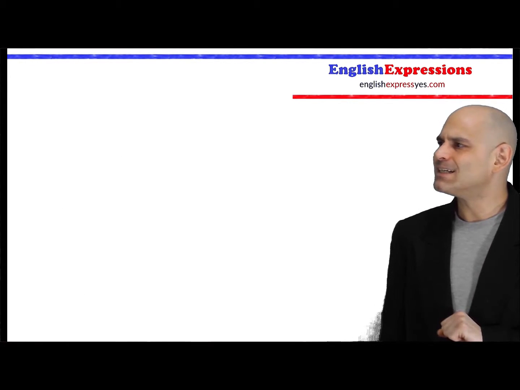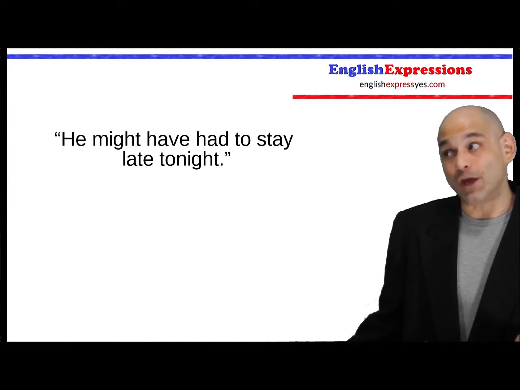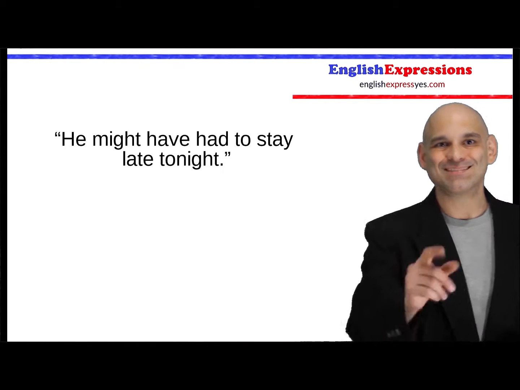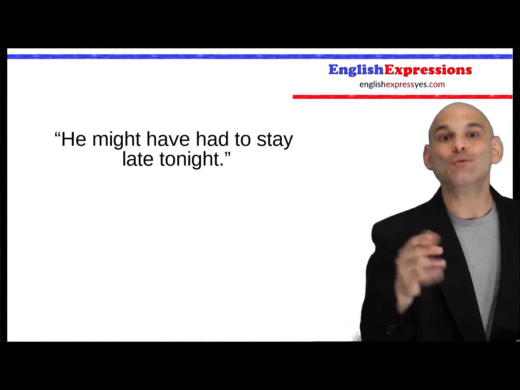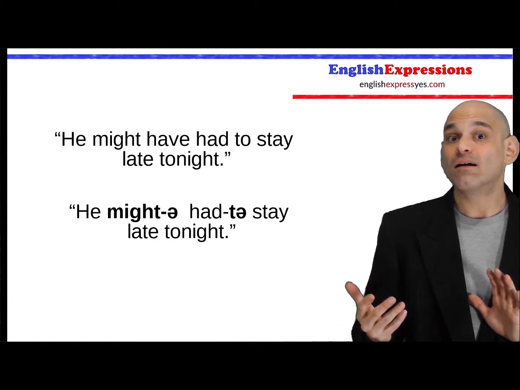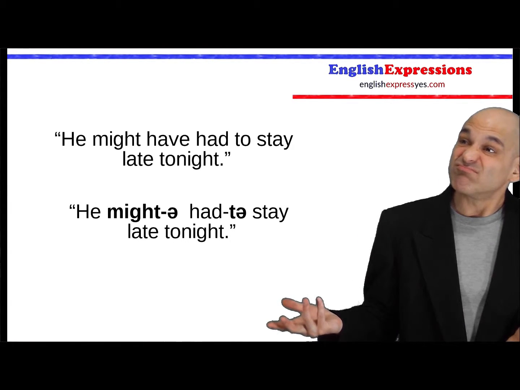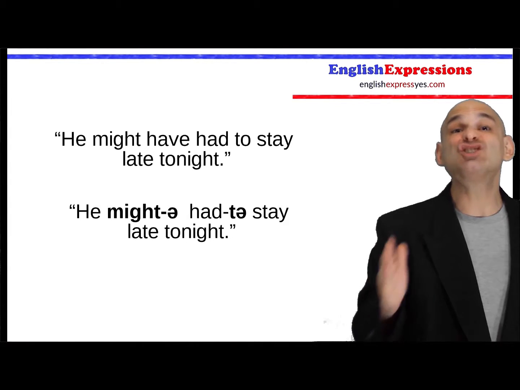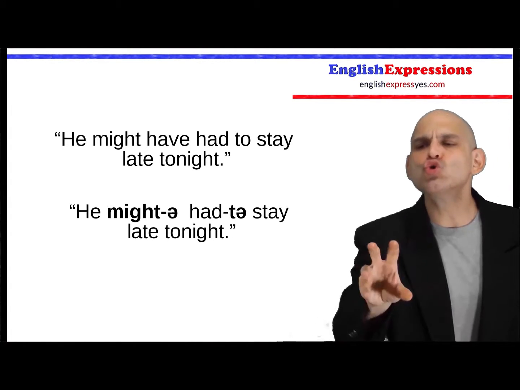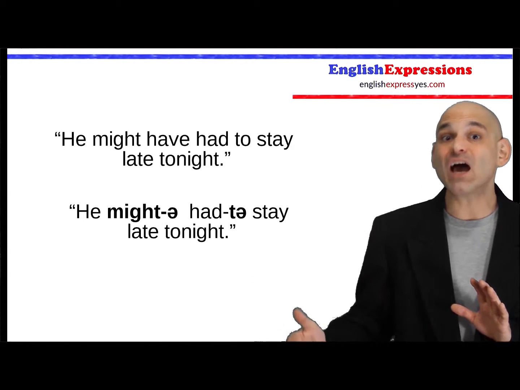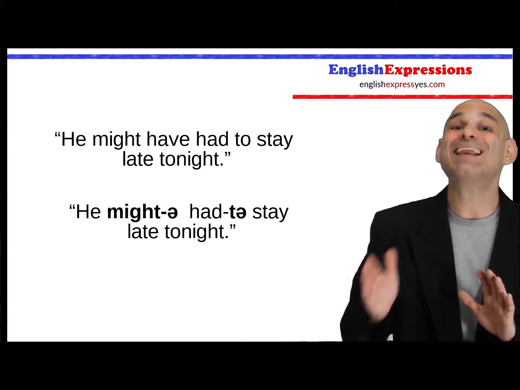Where is he? He might have had to stay late tonight. Okay, here we don't say might have, had to. We say he mighta. He might have had to stay late tonight. He might have had to. See, to is a function word. We don't say to. We say to. He might have had to stay late tonight.